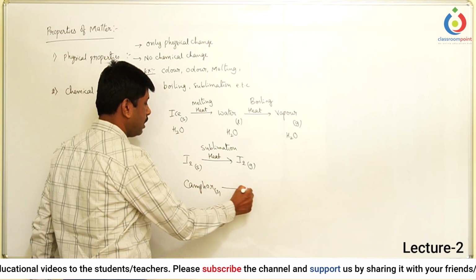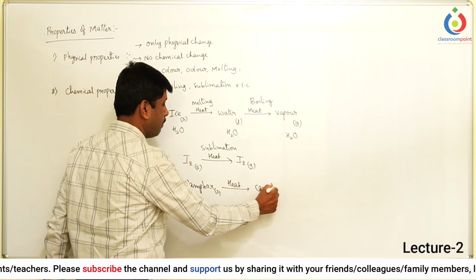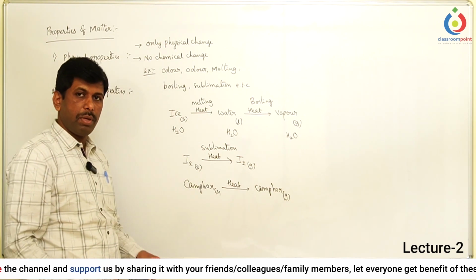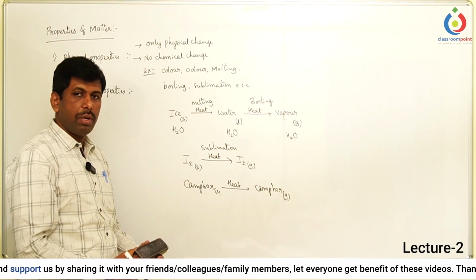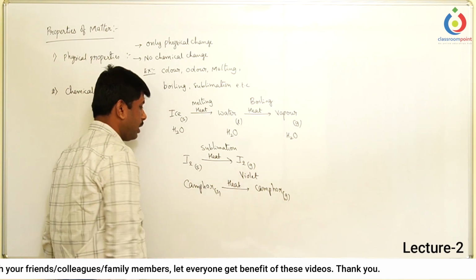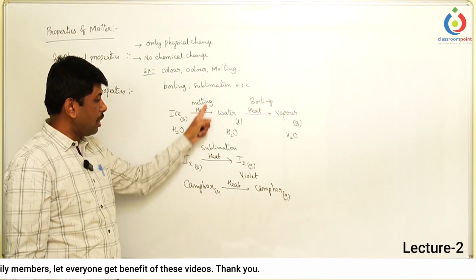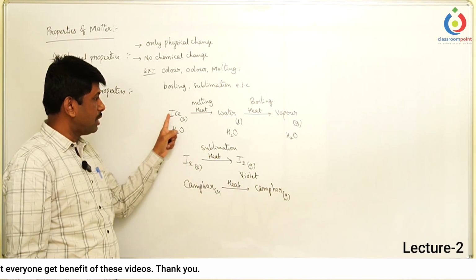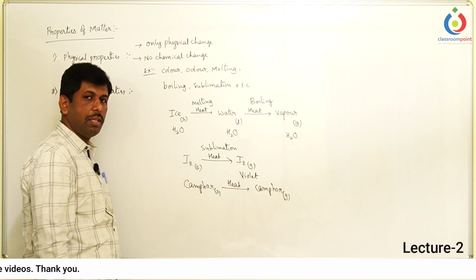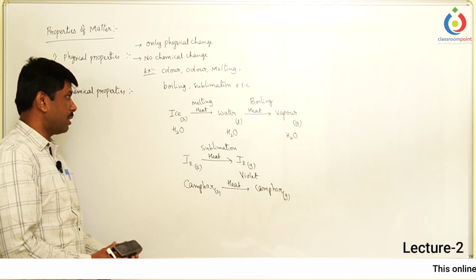In the solid state, if you heat camphor, it also directly converts into camphor in the gaseous state. This process is also called sublimation. Here the iodine vapor's color is violet, so both color change and physical change are observed. So all these properties which involve only a change of physical state but not the chemical formula are called physical properties. Now let us discuss chemical properties.